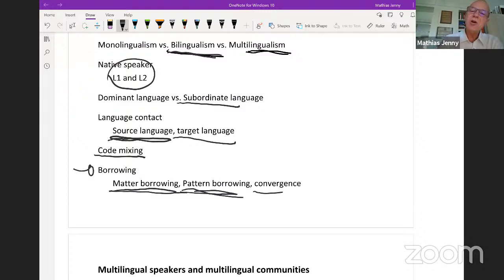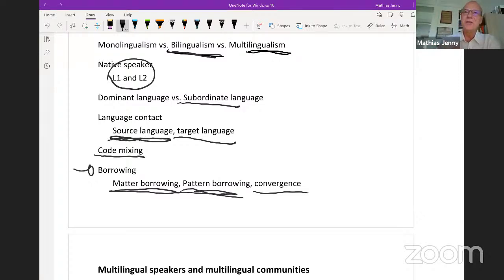Then the last word here, convergence. Convergence happens when languages become more similar to each other. So there is not borrowing from language A to language B, but the languages just assimilate to each other as the speakers are in permanent contact.